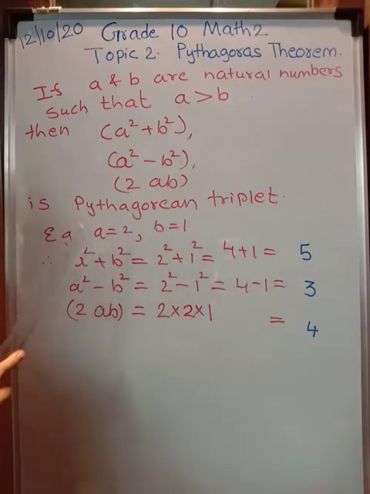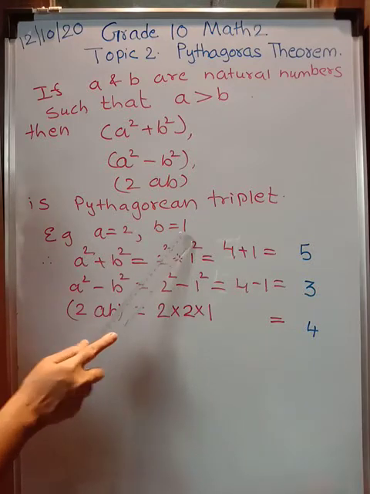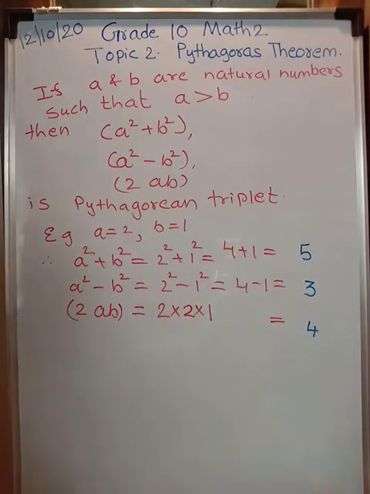Now, you take any values. You take A as 3 and B as 2 and work out by yourself. Okay?